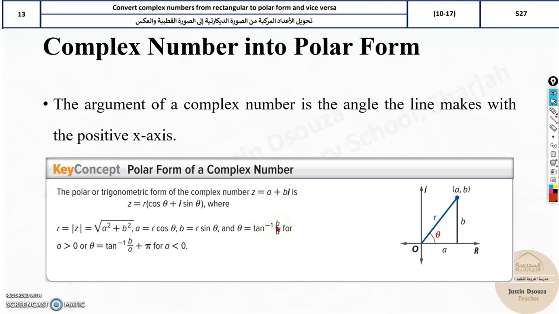Now remember carefully, there is an important thing. If the value of a is negative, we had seen in the last video the same thing over here. If the value of a is negative, we must add pi. Now sometimes we consider this a as x and b as y. It's the same thing, tan inverse y by x, however it is given.